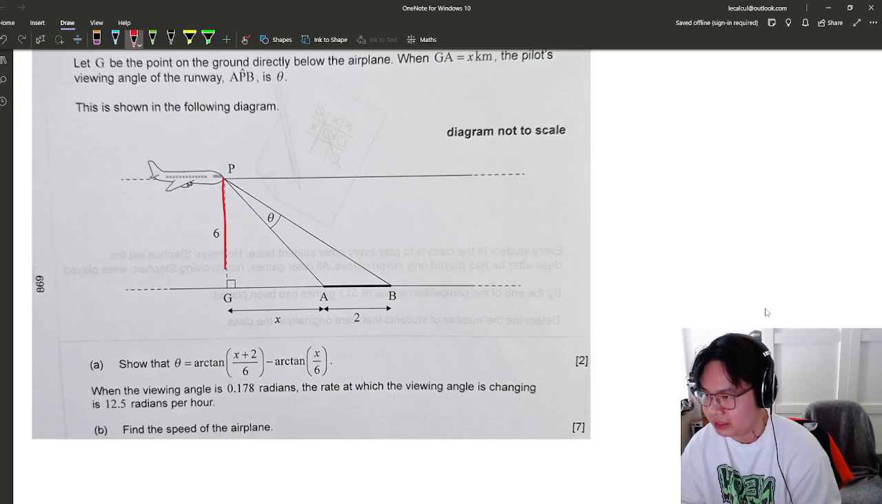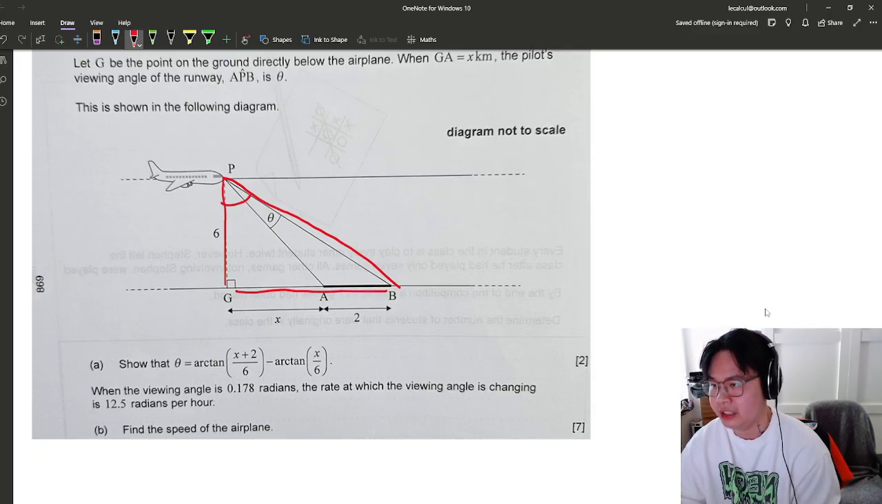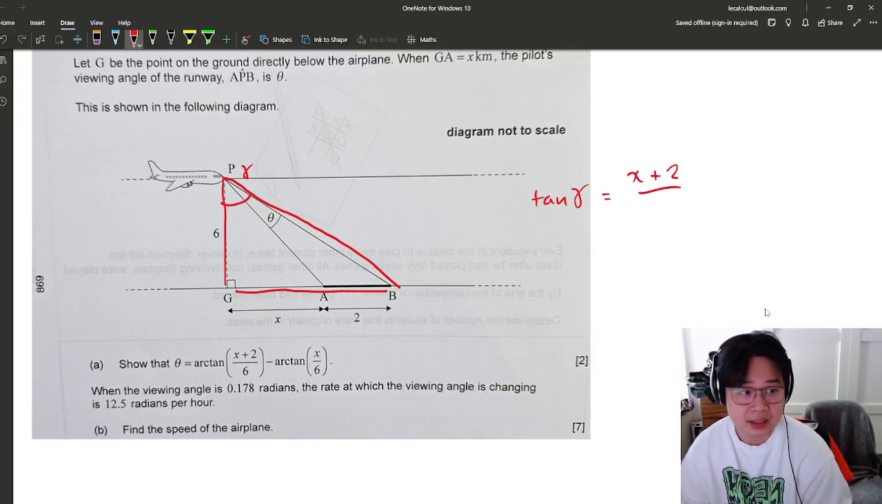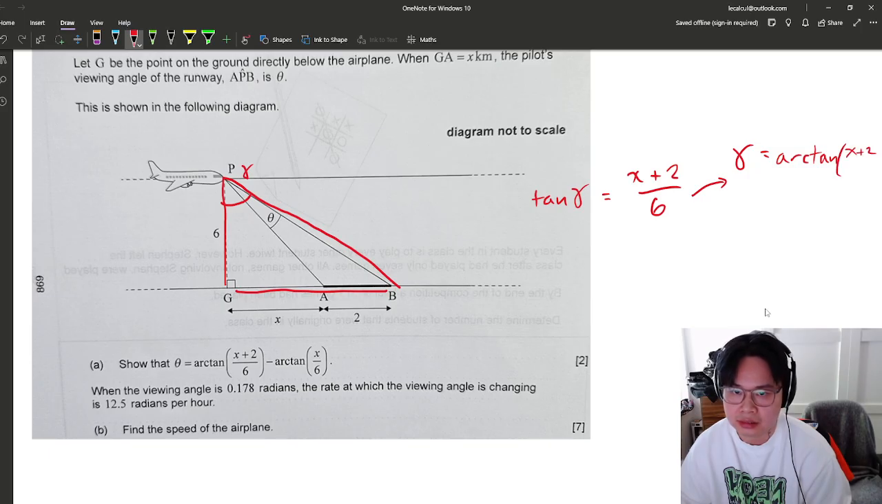We have 2 right triangles. We have this one right here that has this angle right here. So that means that tan of this angle, I don't know, I'll use like gamma or something, is x plus 2 over 6, opposite over adjacent, which means that gamma is the arctan of x plus 2 over 6.